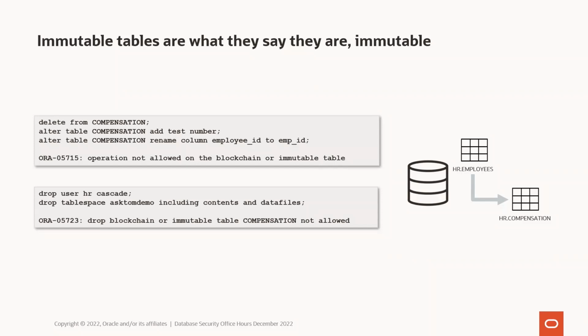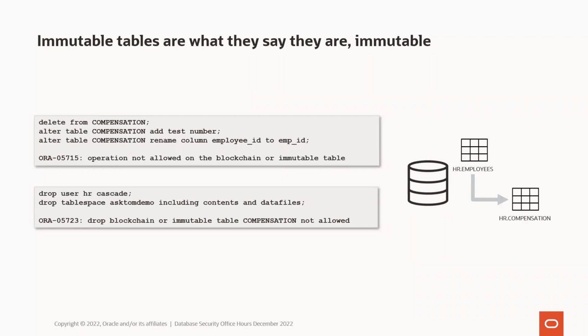I'm just going to delete this user entirely. And it says, not so fast, Rich. Cannot drop blockchain or immutable table compensation. It's not allowed. Okay, fine. Then I'll drop the entire tablespace. Nope. So immutable means immutable, right?